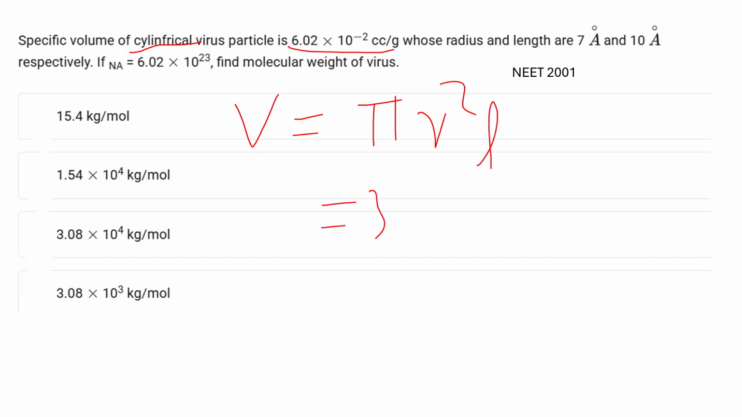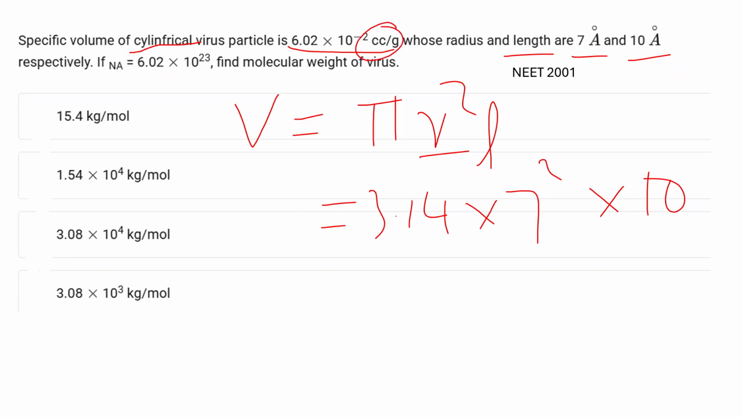What is pi? 3.14 is pi. What is r? r is the radius. Radius is given as 7 Angstrom, so 7 square. L is the length. It is given as 10 Angstrom. Angstrom needs to be converted into centimeter, because cc is nothing but centimeter cube. Angstrom into centimeter is 10 to the power minus 8, so 10 to the power minus 8 whole square.